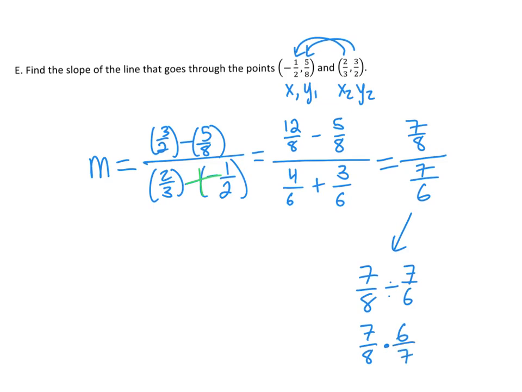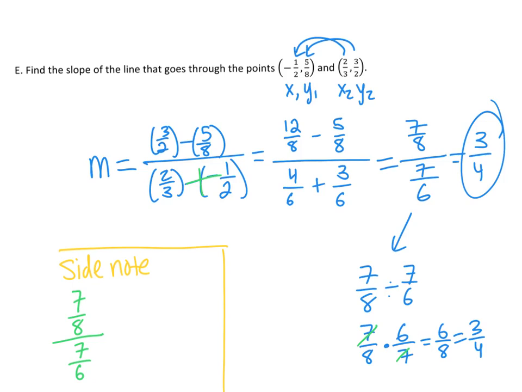Some people remember this by the quick memory tool, keep, change, flip. We keep the first fraction, we change division to multiplication, and we flip, or take the reciprocal of, the second fraction. I can cross cancel my 7s, and I get 6/8, which simplifies to 3/4. Therefore, the slope of the line between the two given points, right here and right here, is 3/4.